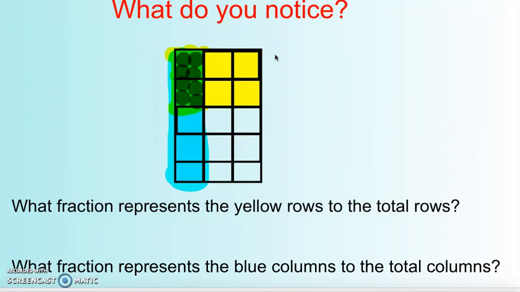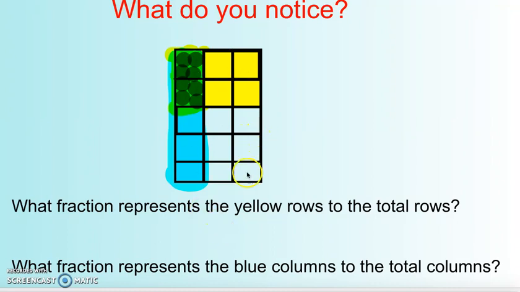Well, I hope you said that there is a section that is shaded yellow, and there's a section shaded in blue, and then where they overlap, do you notice that there is green and then some dots that are in there to show that overlapping? Well, here's a few questions for you. What fraction represents the yellow rows that are shaded?